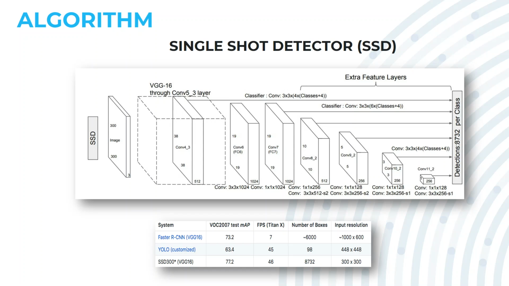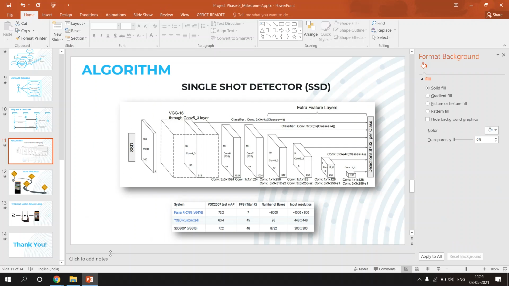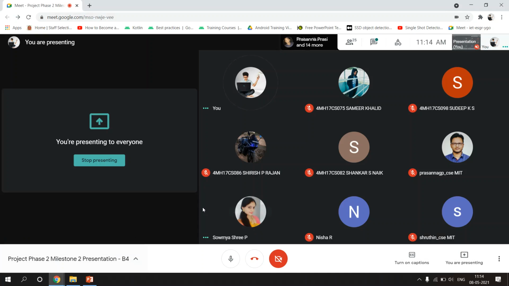So what is the minimum distance for this object detection? Sorry, not minimum, maximum distance. That depends upon the camera of the smartphone that the user is using. So it is completely dependent on the device camera. Yes, ma'am. Okay, fine. That's it from my side.